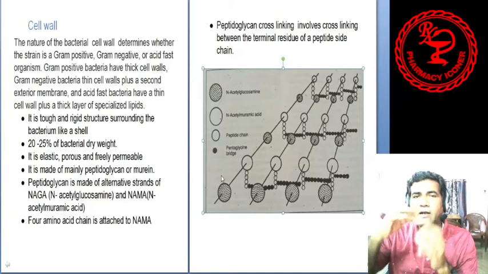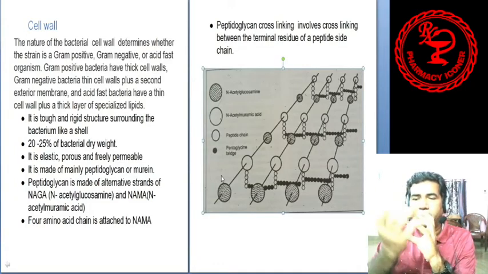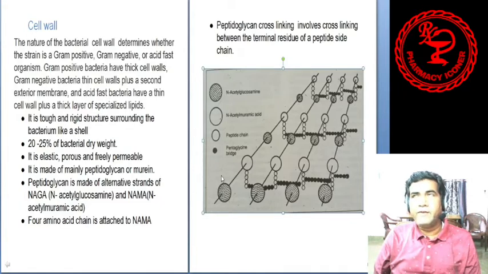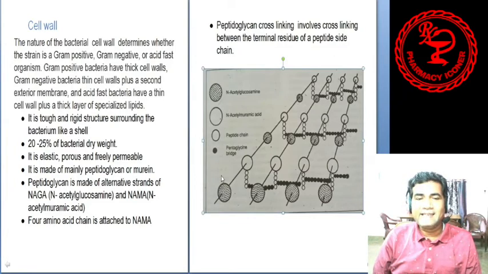So outside this cell membrane there is a rigid cell wall. That is the tough and rigid layer, and it consists of 20 to 25% of the bacterial dry weight. And unlike the cytoplasmic membrane, the cell wall is porous, slightly elastic, and freely permeable. So you remember the cell membrane is not freely permeable, it is semi-permeable.